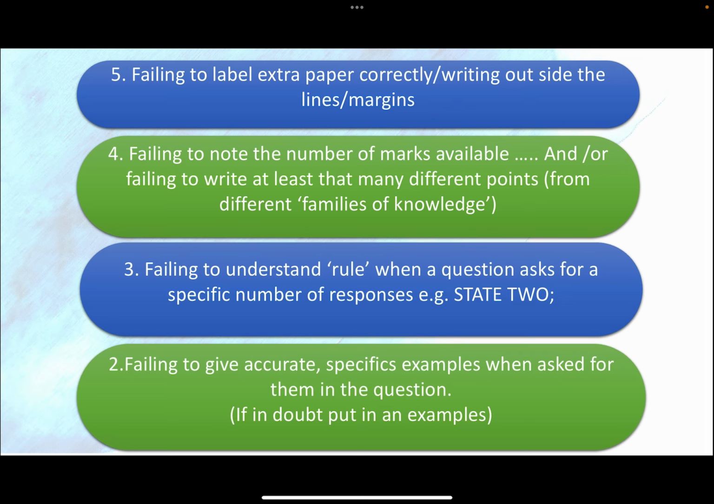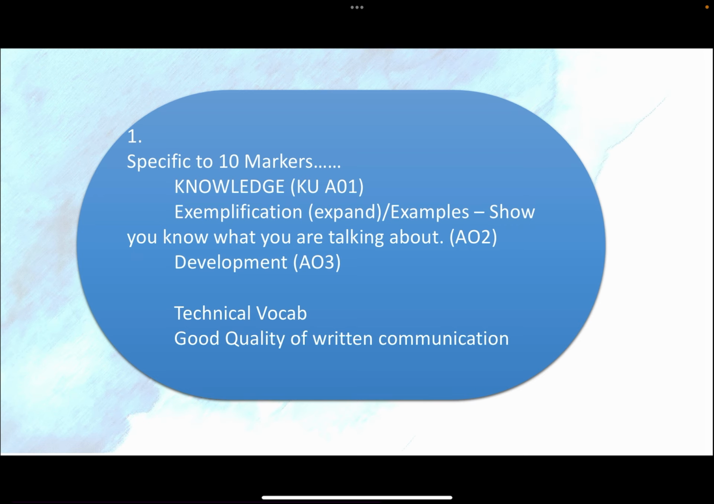Number 2, failing to give accurate or specific examples when asked for them in the question, and if in doubt, put an example anyway. Coming in at number 1, the biggest area where students lose marks is within the 10 markers right at the back of that paper.